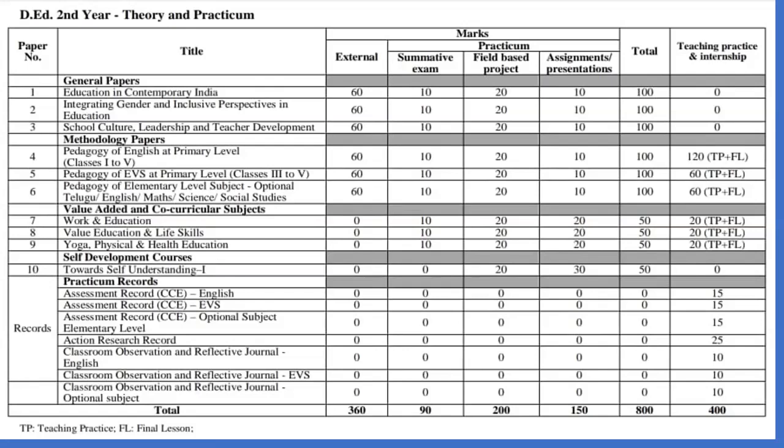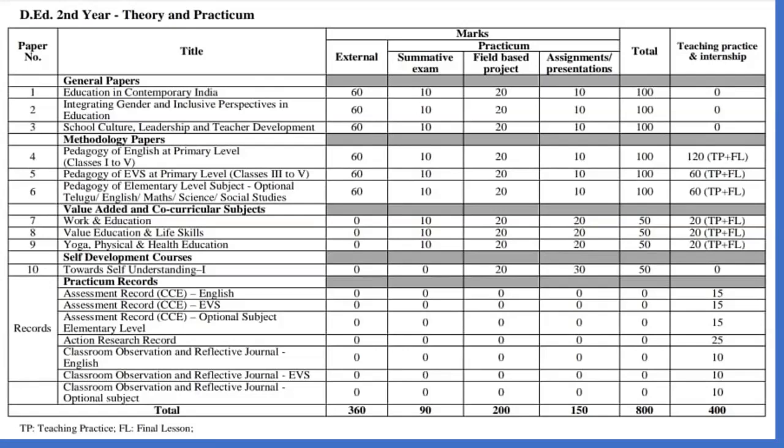And you come to methodology papers. There will be teaching practice and internship. Then you observe here paper 4, that is for 120 marks. See, 120 marks, that means P1 teaching practice for 40 marks, P2 teaching practice will be evaluated for 40 marks.